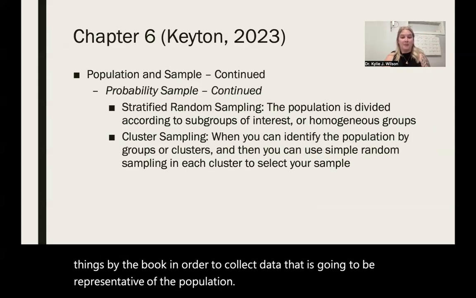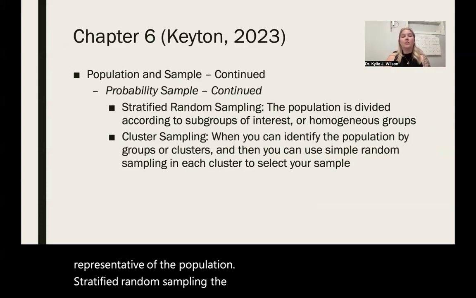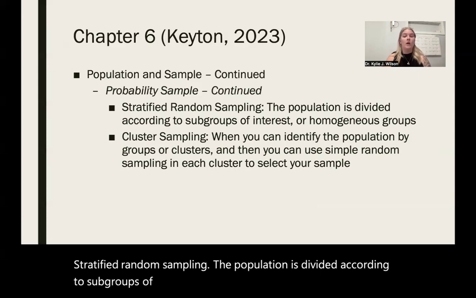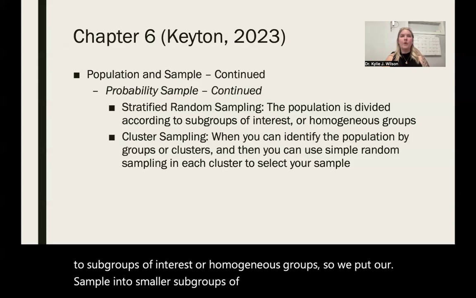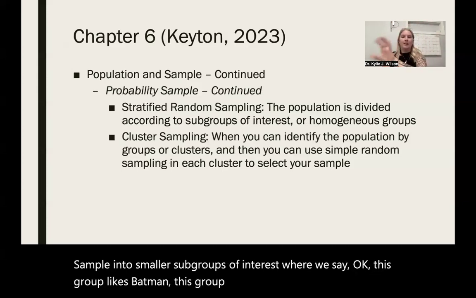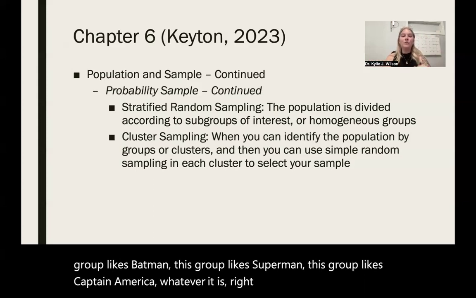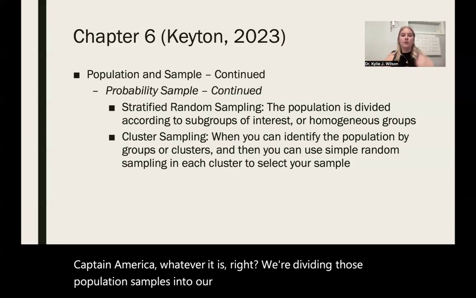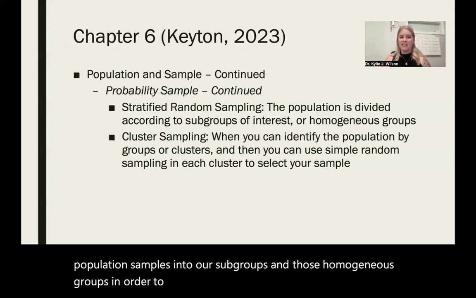Stratified random sampling, the population is divided according to subgroups of interest or homogeneous groups. So we put our sample into smaller subgroups of interest where we say, okay, this group likes Batman, this group likes Superman, this group likes Captain America, whatever it is, right? We're dividing those population samples into our subgroups and those homogeneous groups in order to understand each of those classifications.